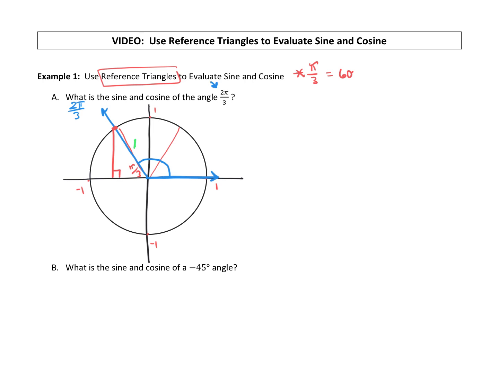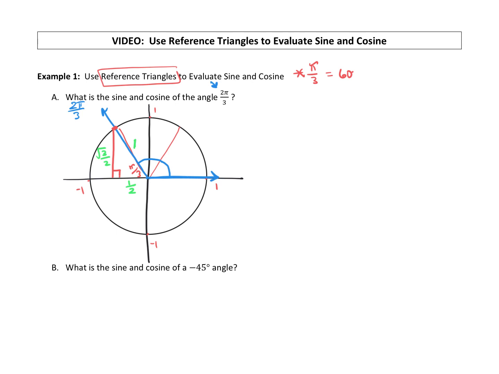And our side opposite that shortest side, the side opposite the 30 degree angle, is going to be half of our hypotenuse, so 1 divided by 2. And then our other leg, which is opposite our 60 degree angle, is the shortest side times root 3, or root 3 over 2.